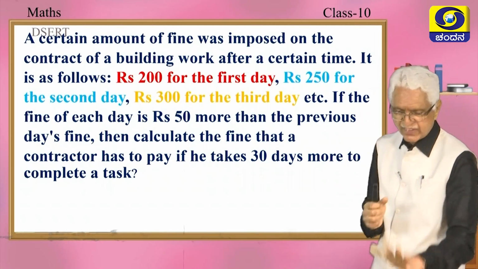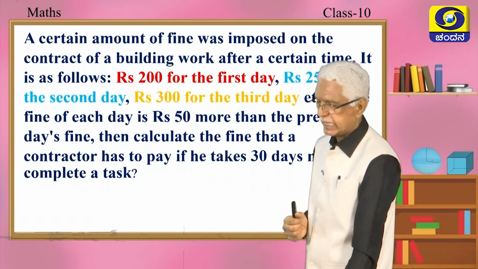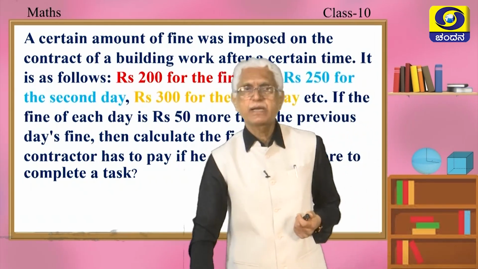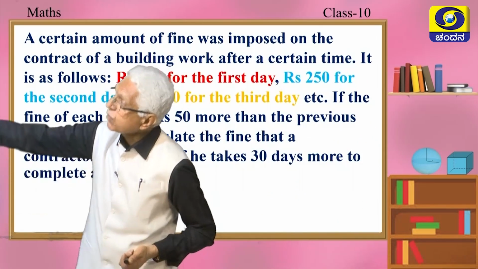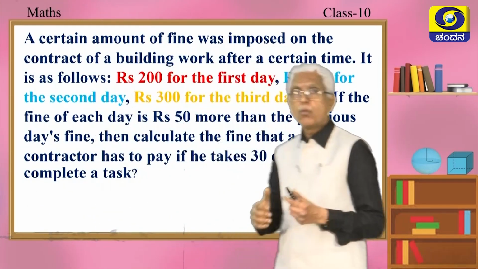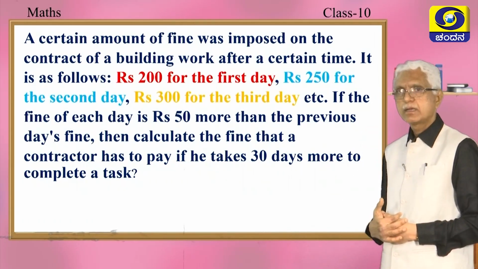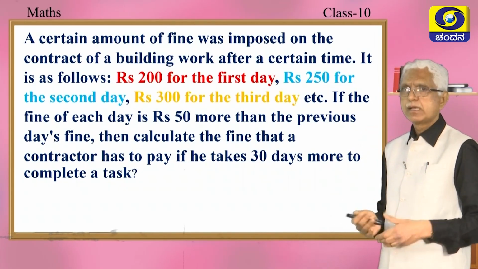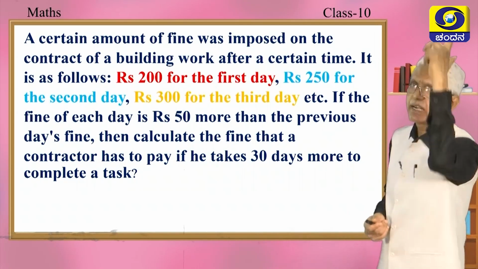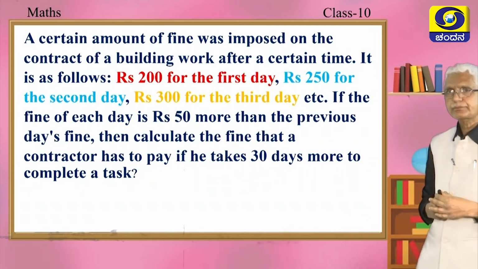if he takes 30 days more to complete the work. So, for the first day he has to pay the fine, second day he has to pay the fine, third day he has to pay the fine, he has to pay the fine for all the 30 days. What is the total fine he has to pay? Can someone suggest to me? Application problem, how is it converted into an equation, shall we see?